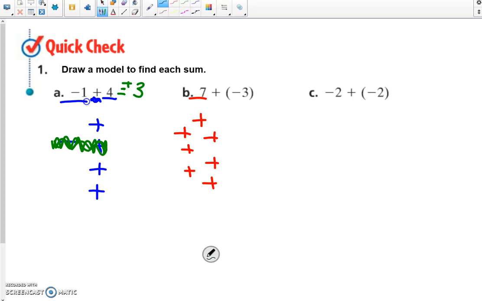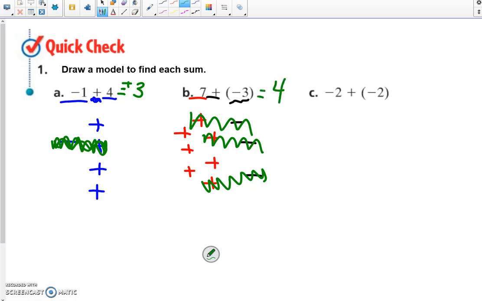And then it says add into the battlefield 3 minuses, 3 negatives. So there's 3 negatives, 3 minuses. And again, they're going to have a battle. So these 2 battle until they're gone, and these 2 battle until they're gone, and these 2 battle until they're gone, and I'm left with 1, 2, 3, 4 positives. So my answer is 4, positive 4.